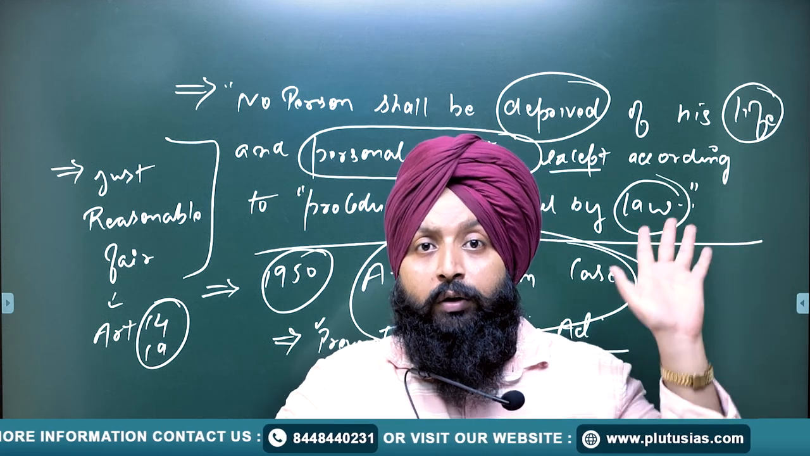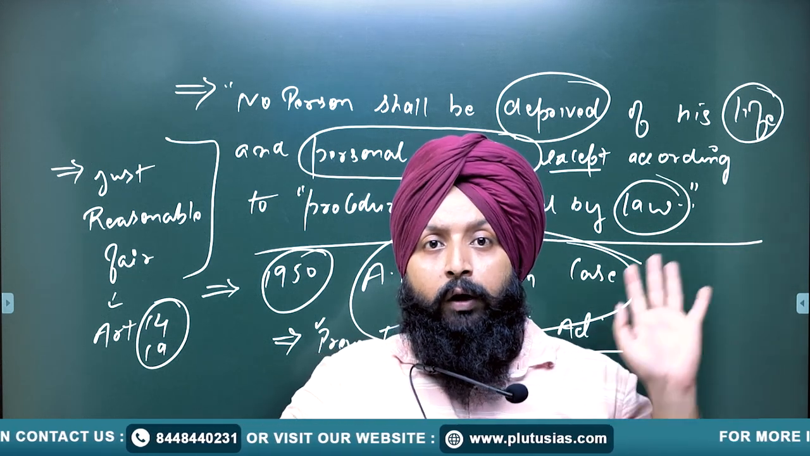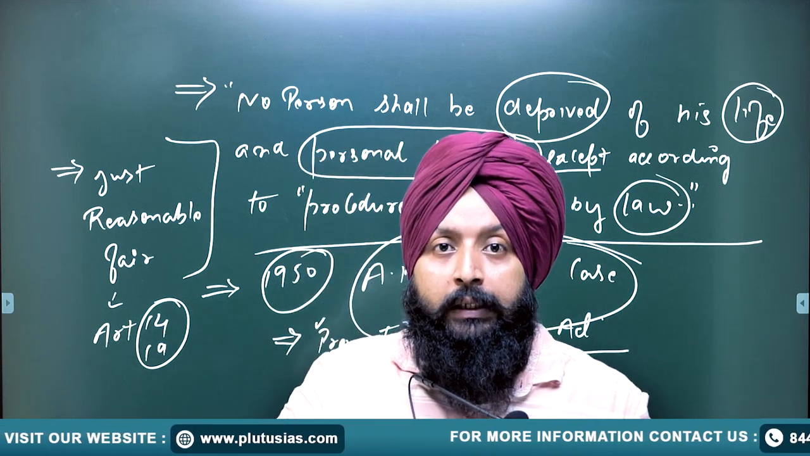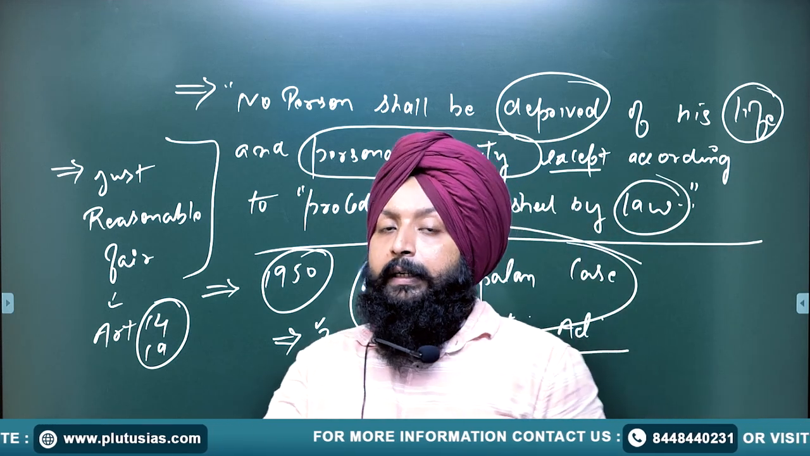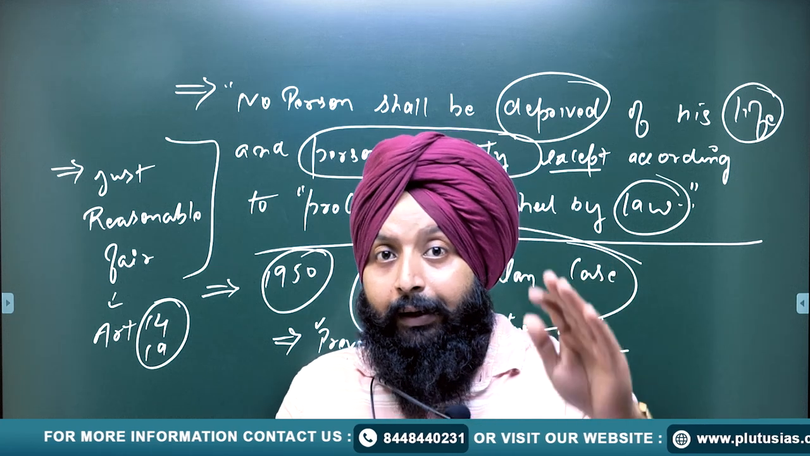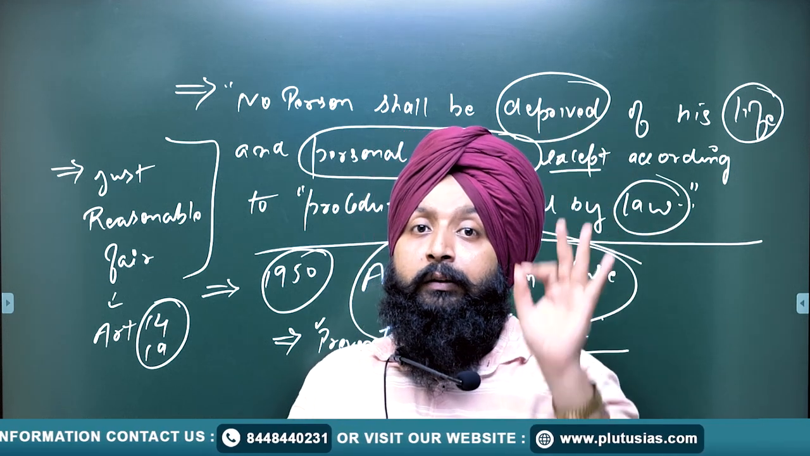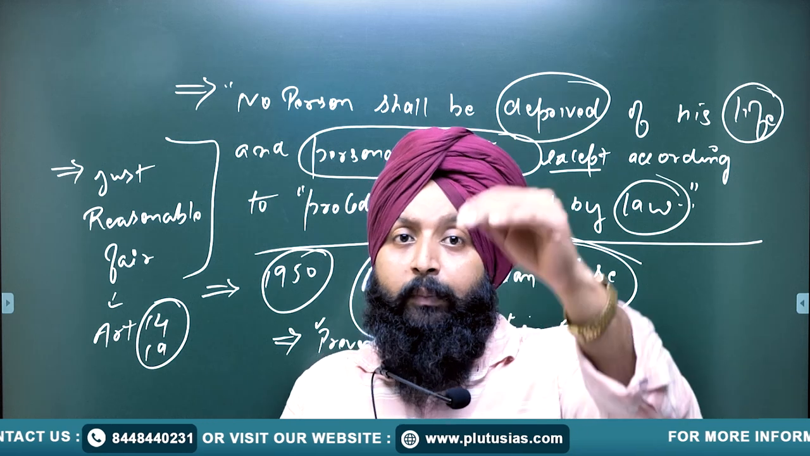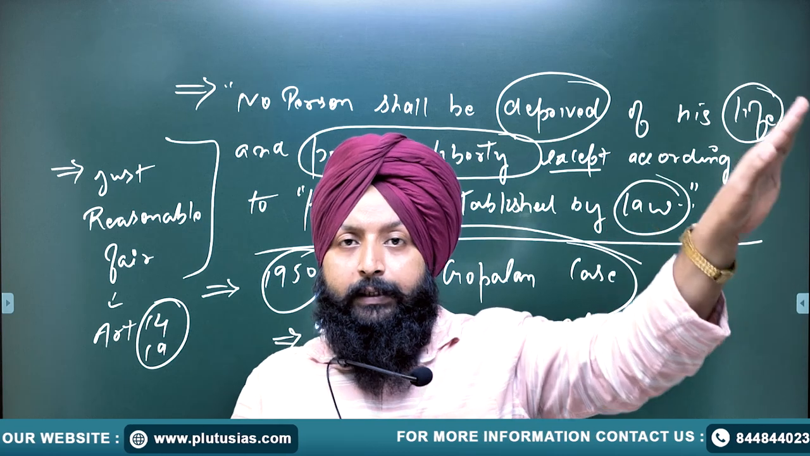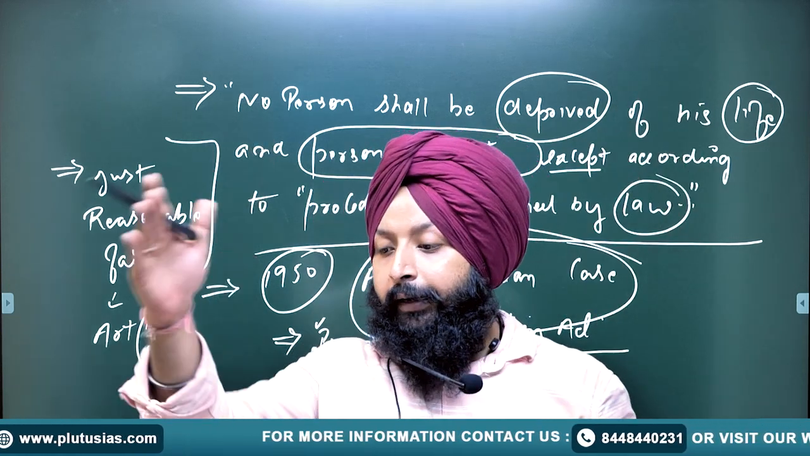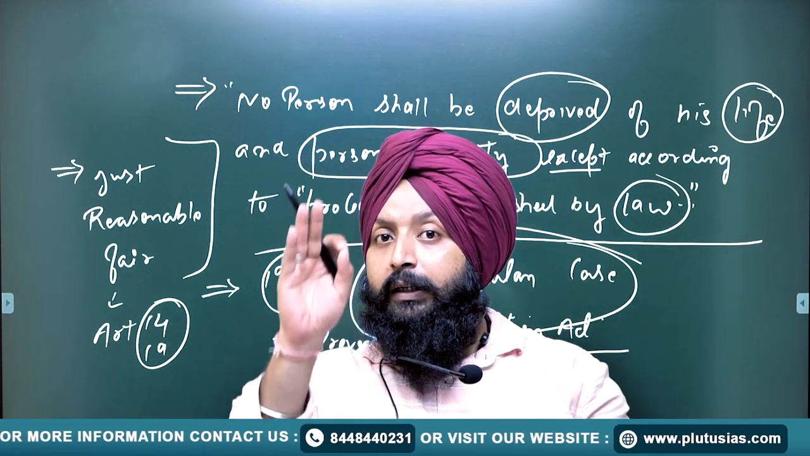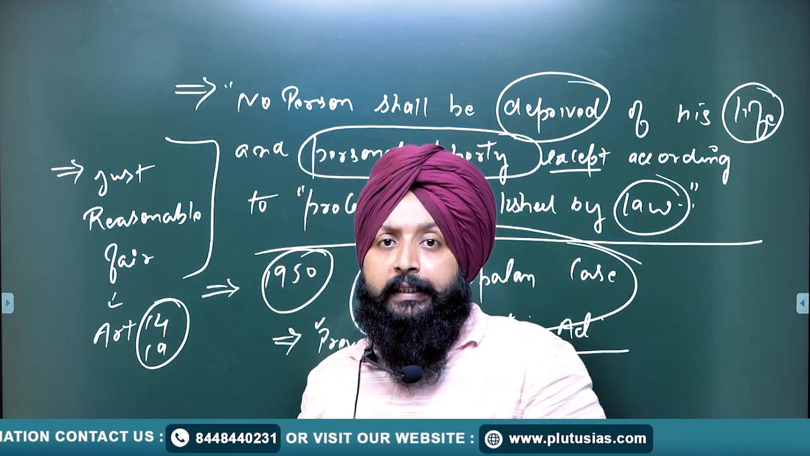That means absence of arbitrariness on the part of the state, or absence of any arbitrary action on the part of the state. Article 19 provides various freedoms to the citizens of this country, and it also provides the limit of restrictions that can be placed on those freedoms. So Article 19 provides freedom to the people. On the other hand, it imposes certain restrictions on those freedoms. But the restrictions in itself should be reasonable.